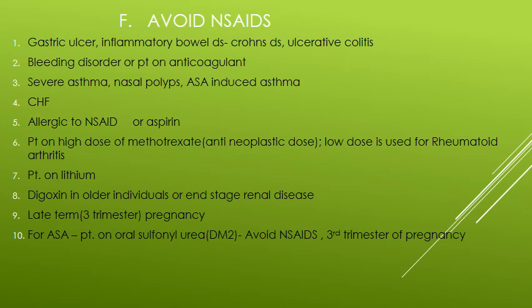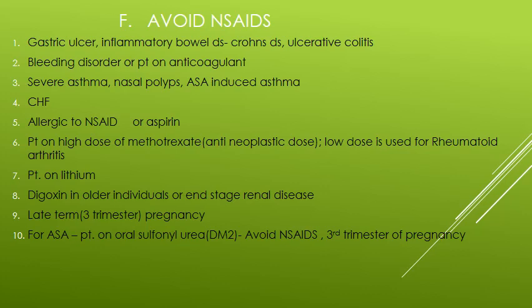When a patient, this is very important, is on a high dose of methotrexate. What is methotrexate? It is an anti-neoplastic drug. When a patient is taking methotrexate, it can be used in cancer or rheumatoid arthritis as well, but the dosage varies. So if the patient is taking an anti-neoplastic or high dose of methotrexate, then you will avoid NSAIDs.